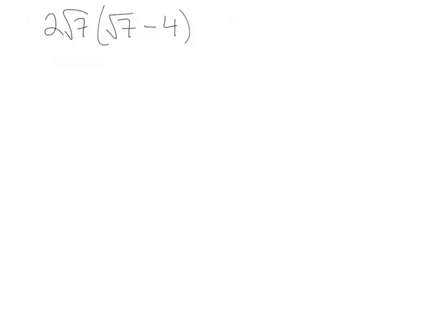So here's an example of a multiplication that we need to do, and we'll be trying to simplify this result, so we should get rid of the parentheses. What that means is we'll be distributing this to this term and this to this term. So that's going to give us 2 root 7 times root 7 minus 2 times 4 times root 7.